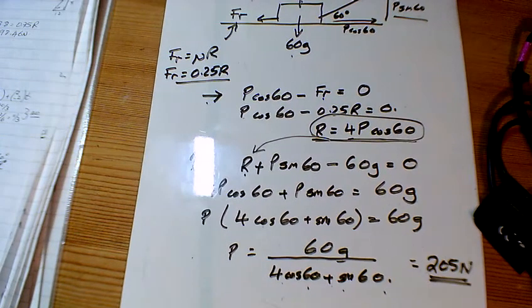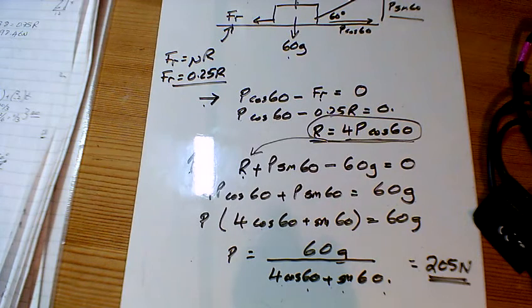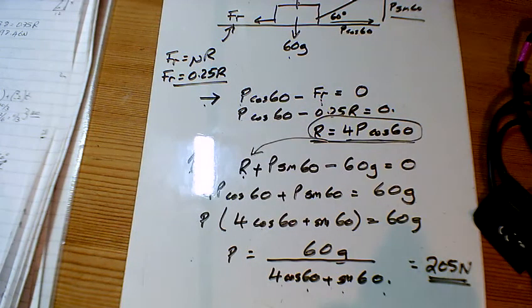The last part just says, what would happen if it was smooth? Well, if it was smooth, there'd be no friction, would there? And if there was no friction, then P cos 60 would equal 0, and so P must equal 0.